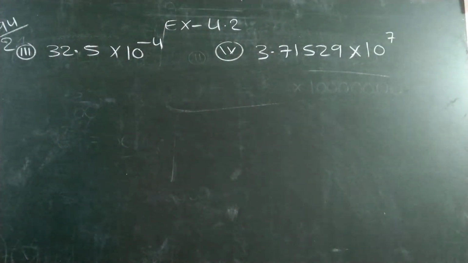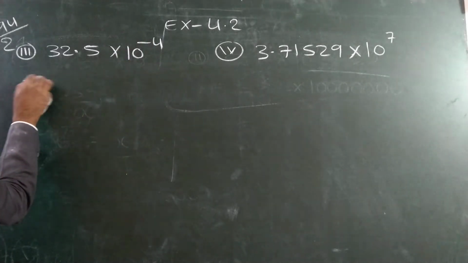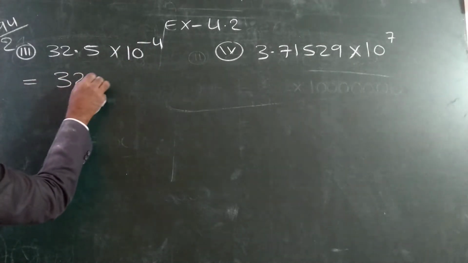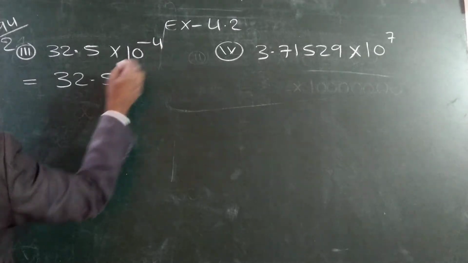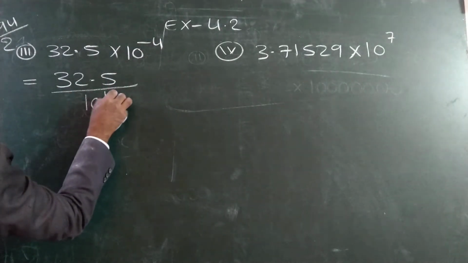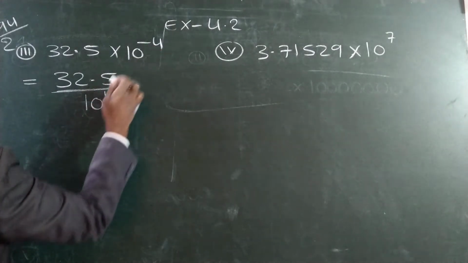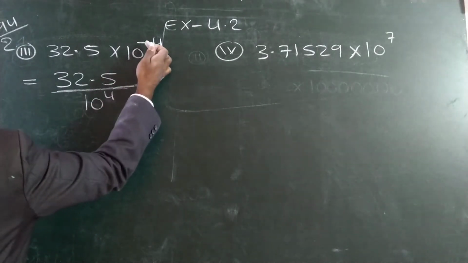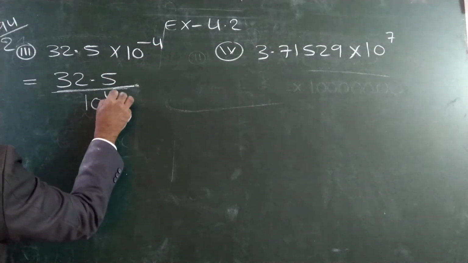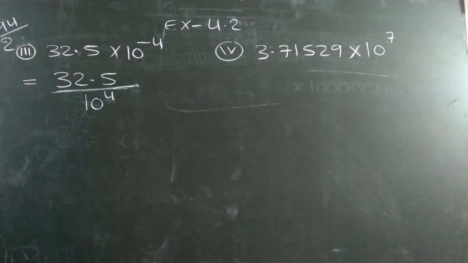See here, we should not keep this negative power. So for simplification, first to make it positive, you take it into the denominator so that minus 4 becomes plus 4. Minus 4 becomes plus 4 if you write in the denominator.